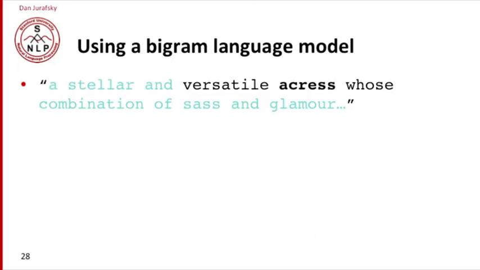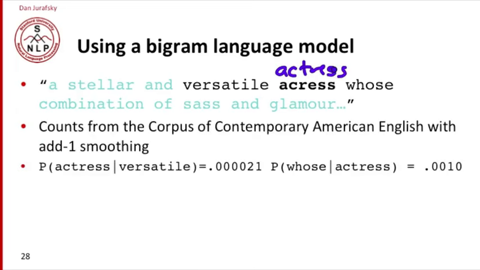Unfortunately, we can see from the original sentence taken from Kernighan et al.'s paper that across is the wrong word. The original sentence is "a stellar and versatile actress whose combination of sass and glamour." And it should be clear that this word should have been actress. So across is the wrong word. So just using a unigram model, the noisy channel makes a mistake. So let's look at a bigram model. How well could we do with a bigram model?